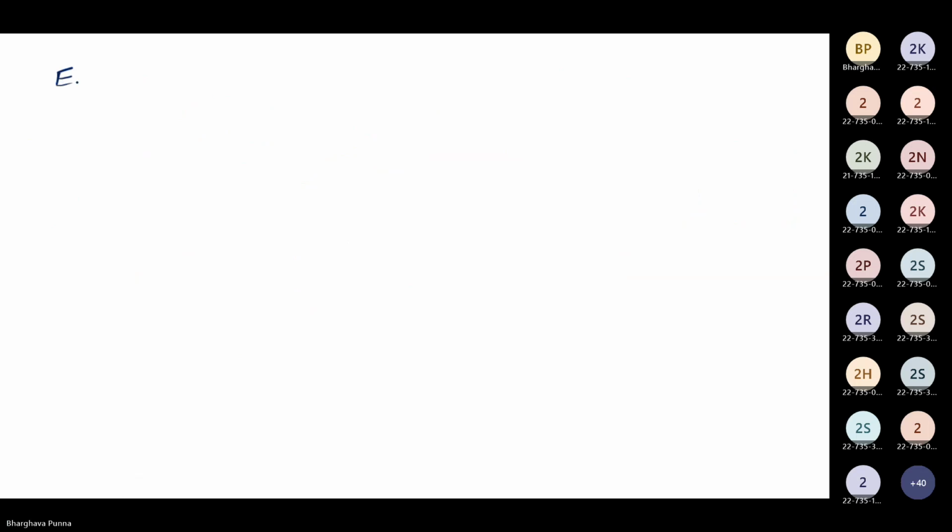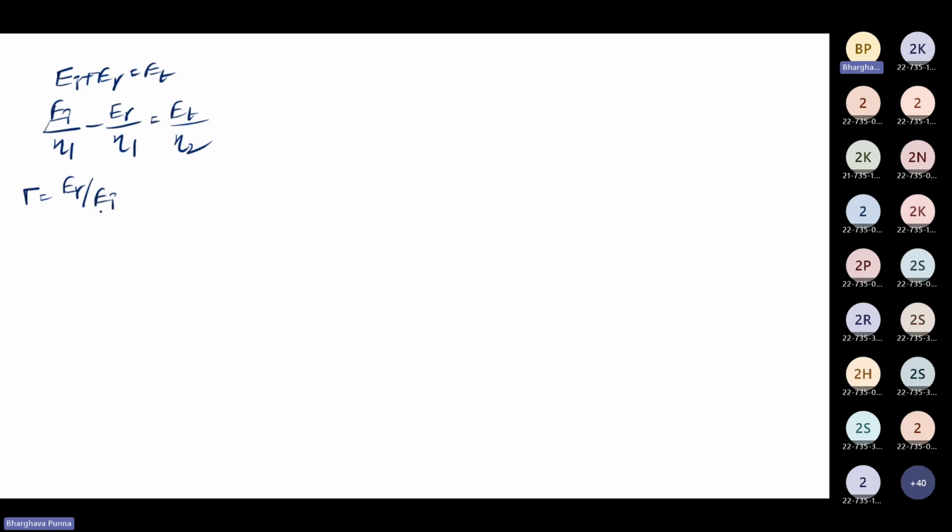So EI plus ER is equal to ET. EI by eta 1 minus ER by eta 1 is equal to ET by eta 2. These are the two equations we have. Now, for example, I need to get gamma. Gamma is the reflection coefficient, that is ER by EI. That means I don't want ET. So replace ET in the second equation using the first equation. So substitute 1 in 3, in place of ET. What will you get?